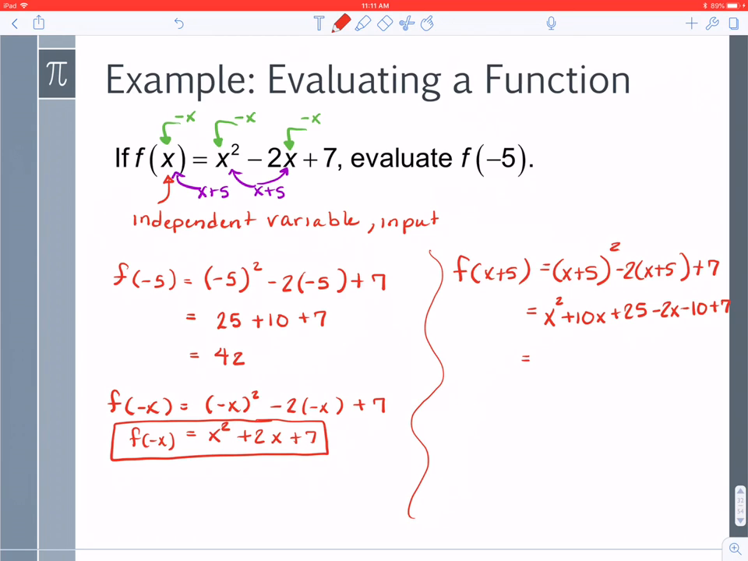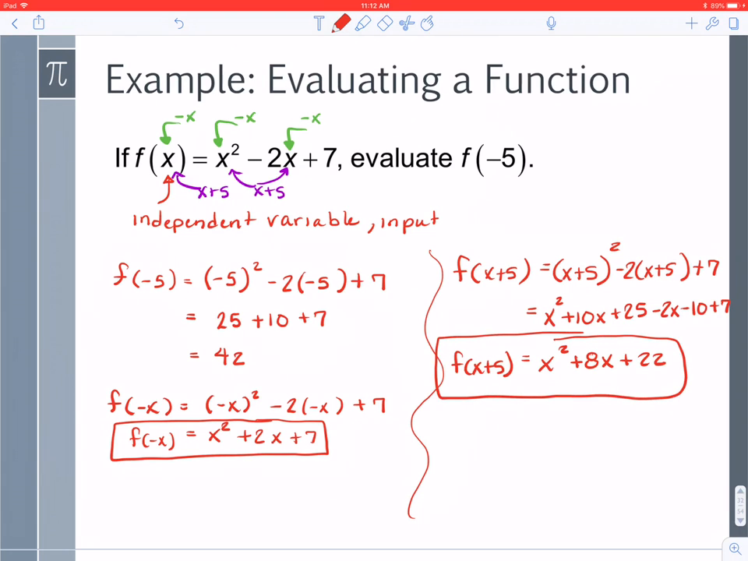Now we're going to combine like terms. I have an x squared. I have a 10x minus 2x. 10 minus 2 is 8x. Then I have a 25 minus 10, 15, plus 7 would be 22. So f of x plus 5 is equal to x squared plus 8x plus 22.